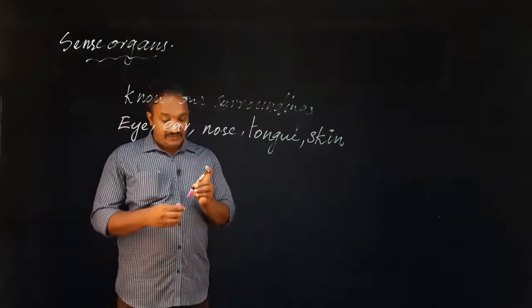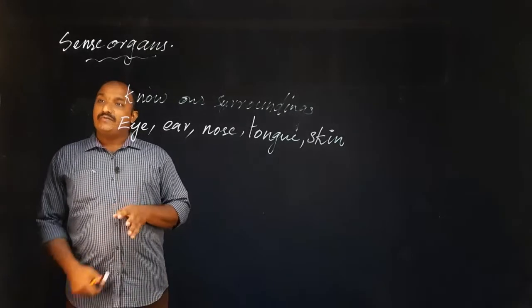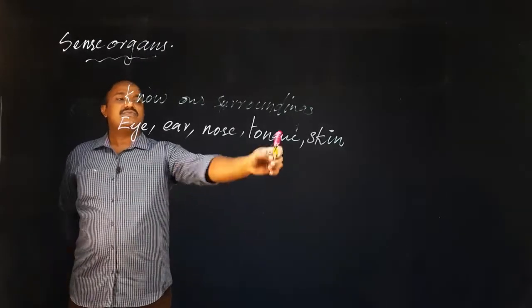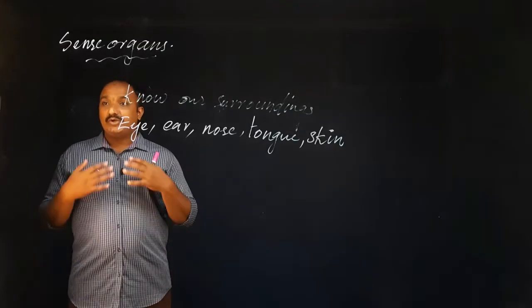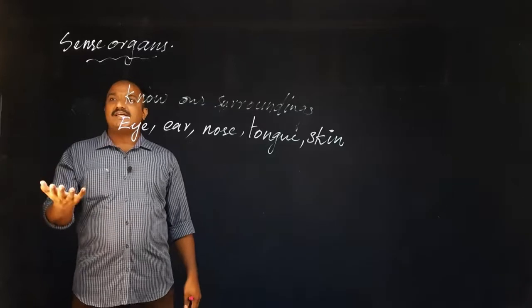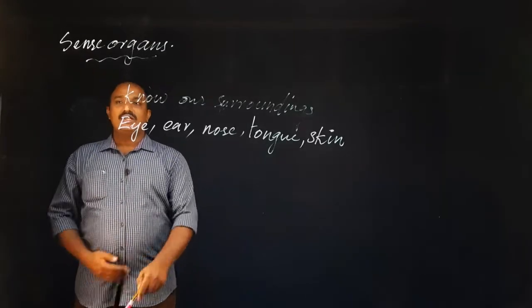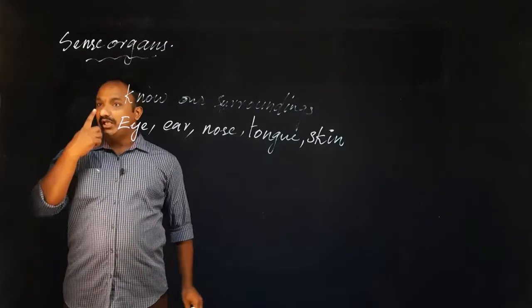These are the 5 sense organs in our body, and most of the animals have these 5 organs. So they also have sense organs. Human beings have sense organs, and other animals also have sense organs. Look, some things we know by seeing through the eye.